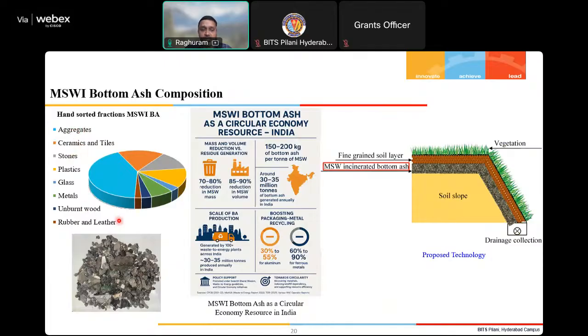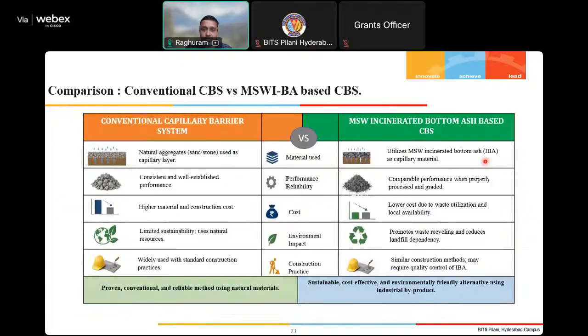So based on this, we have segregated the waste, and we are using a particular technique, the capillary barrier system. So this is my slope, and here, instead of going for conventional sand, we are utilizing municipal solid waste bottom ash. On top of which we are providing a fine grain soil, and the vegetation is optional. If we want to avoid any kind of erosion, we can go with vegetation, or simply provide a blanket of geotextile or jute geotextile, conventional things.